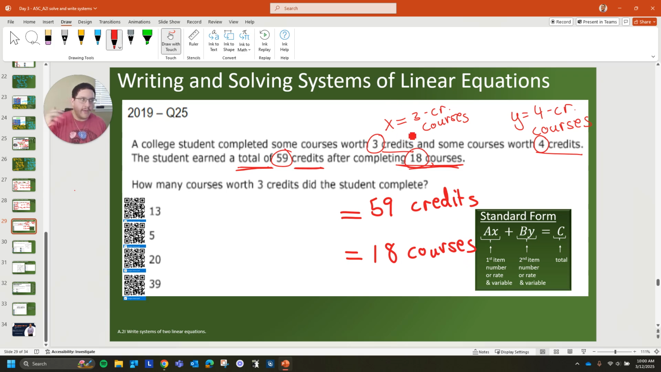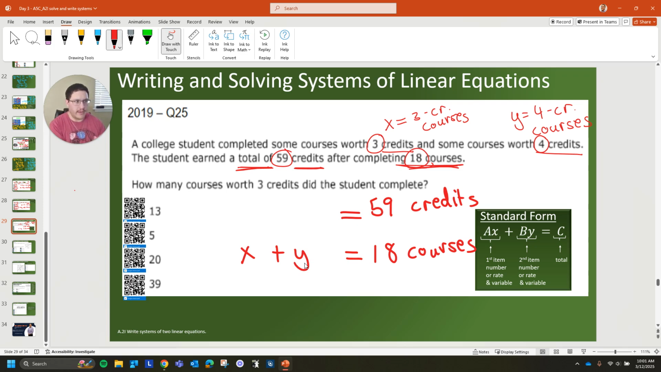Well, we know we have some 3 credit courses. We have some 4 credit courses. There's no other qualifier other than those courses plus the other courses are going to total 18 courses. So X plus Y will equal 18 courses.